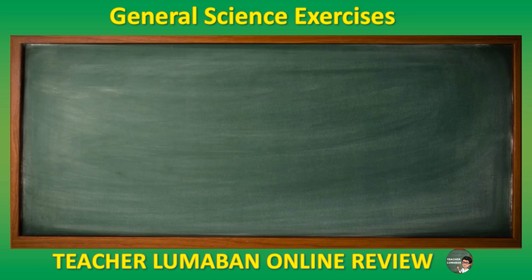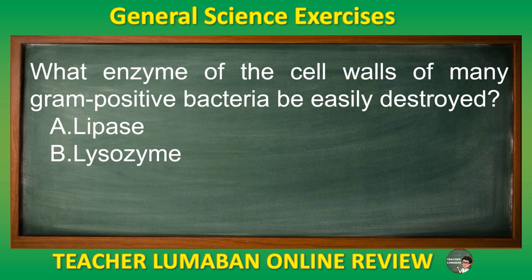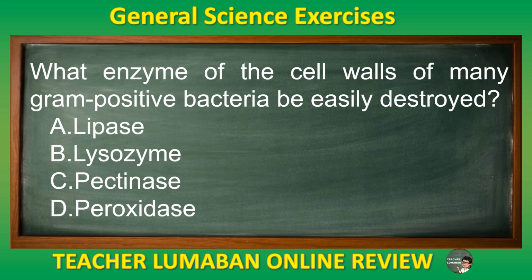What enzyme of the cell walls of many gram-positive bacteria can be easily destroyed? Letter A, lipase. Letter B, lysozyme. Letter C, pectinase. Letter D, peroxidase. Choose the suitable answer based on the given choices in 5 seconds. 5, 4, 3, 2, 1.